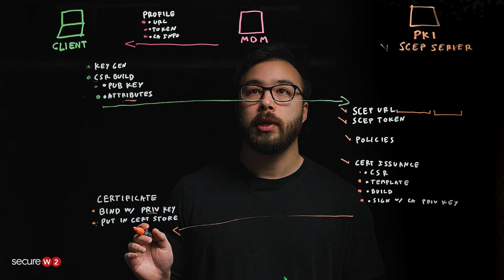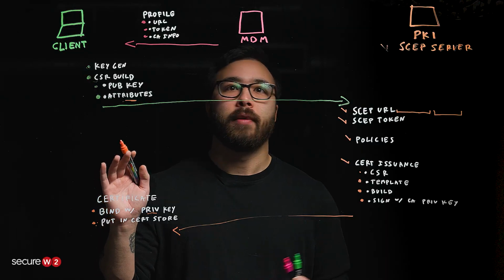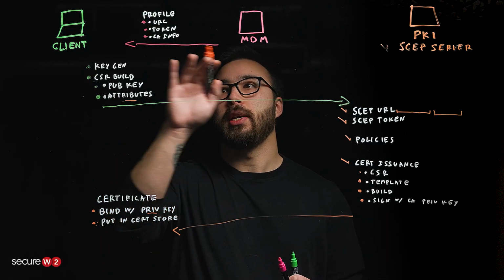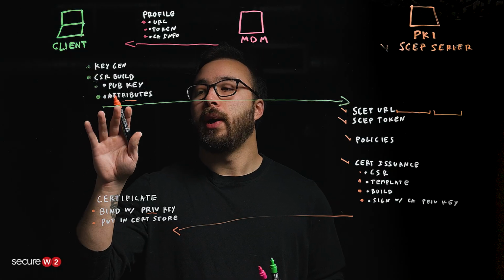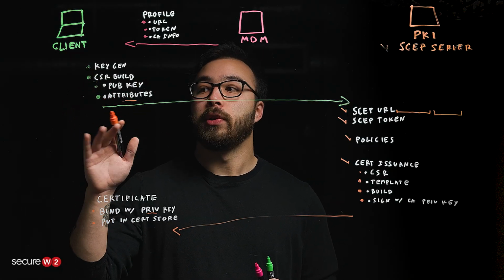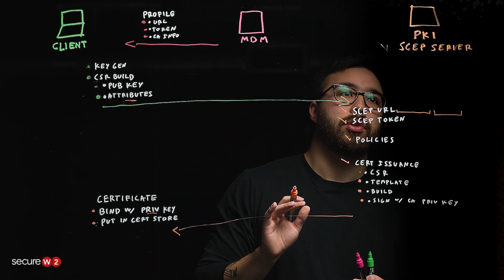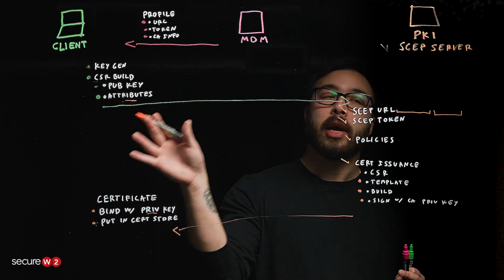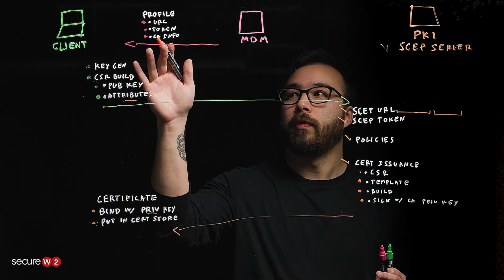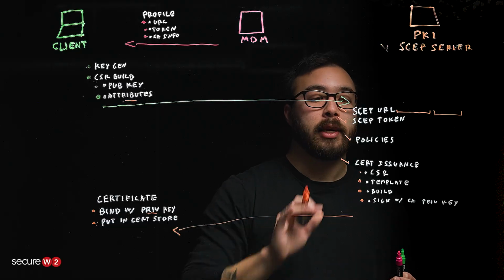Okay, so in summary, SCEP is a few steps. It's sending a SCEP profile to the device. The device is going to take that SCEP profile and use the information inside of it to create a certificate signing request. The certificate signing request gets sent to the SCEP server. It knows where to send it because in the SCEP profile, there was a URL and a token that it's going to use to know where to go and also validate itself.